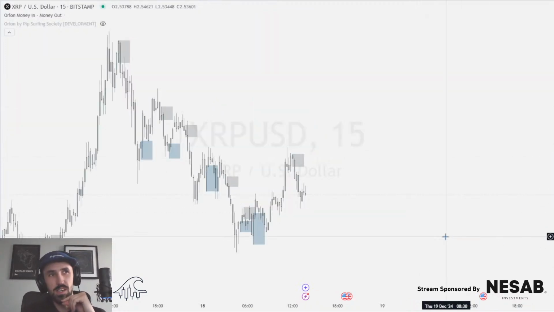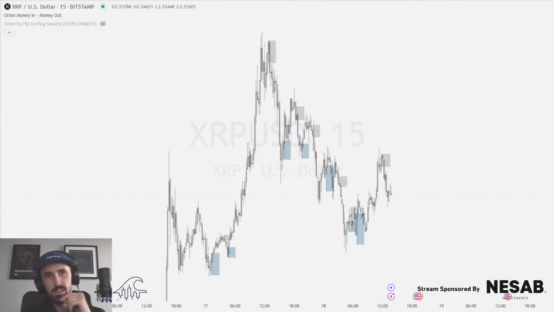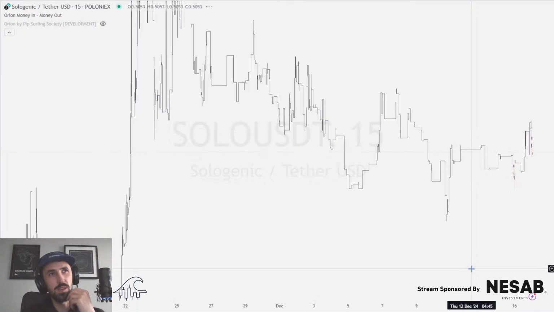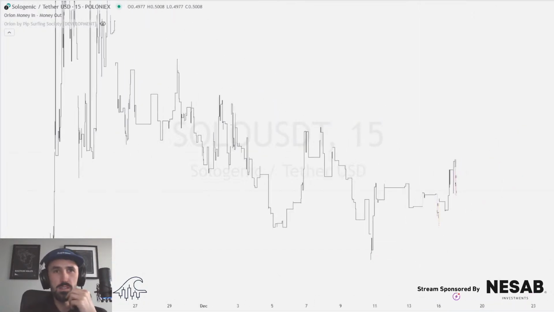Let's see XRP right here. Look at that for low liquidity. Even.